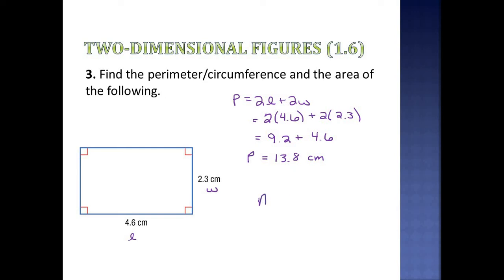Now for the area, that's simply length times width, or 4.6 times 2.3. 4.6 times 2.3 is 10.58. And our units are centimeters, and area is always in terms of units squared. Okay.